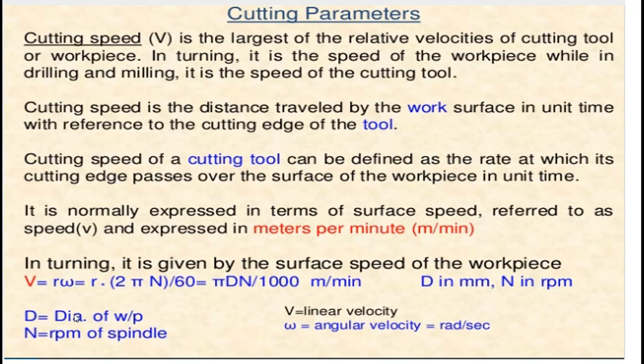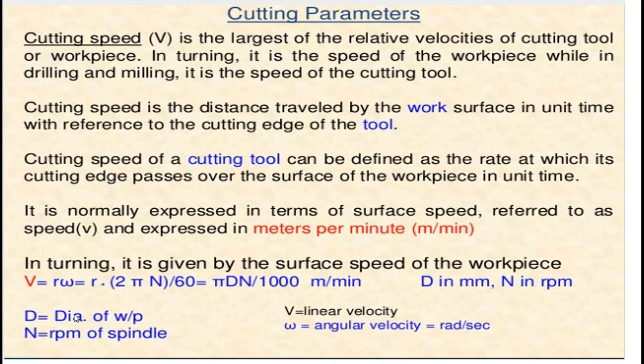It is nothing but the relative velocity of the cutting tool or workpiece. In the case of a lathe operation, say turning, it is generally considered as the largest one. Say the speed of the workpiece is higher than the speed of the cutting tool. That's why in the case of a lathe operation, cutting speed is considered as the speed of the rotating workpiece.